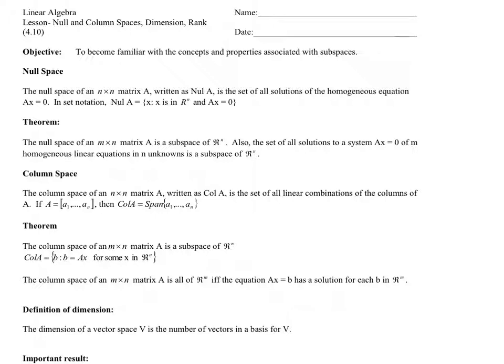So it's like, wait, what? The null space of an n by n matrix A, written in this form, is the set of all solutions of the homogeneous equation AX equals 0. All right, so if you're rightfully thinking, wait, we've done this already, you're with me. Yeah, we have done this already. We're just giving it a different name, and we're going to use it for something else.